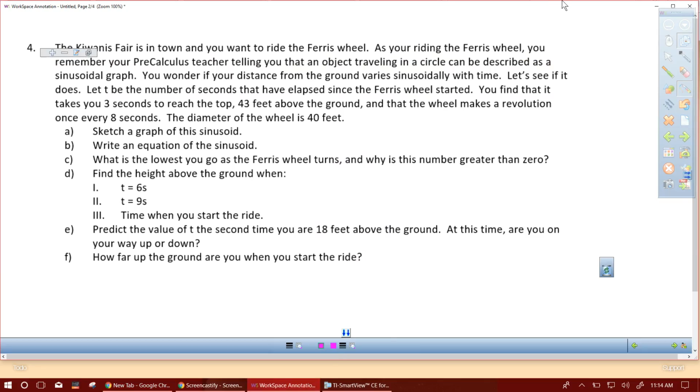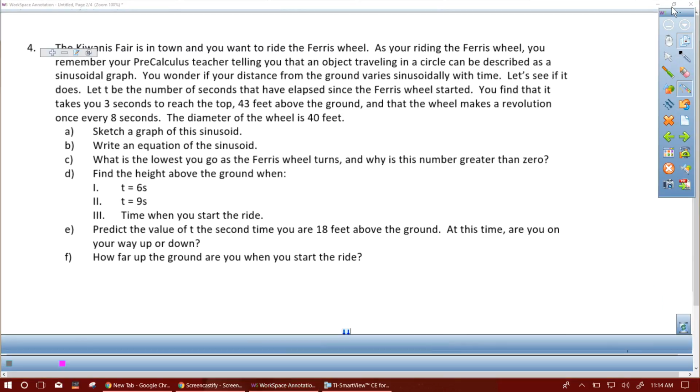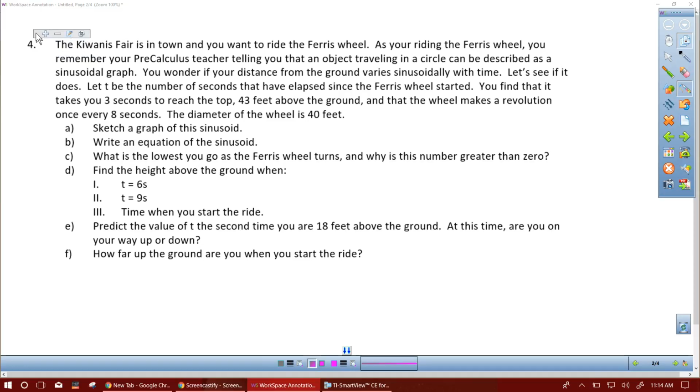Hey guys, I'm back here again with an example of a Ferris wheel problem. So we are going to work on number 4 here. This is on your worksheet and it is a Ferris wheel question. As you read the question, you can see there's a couple of things that I'm going to circle and highlight. So we're on a Ferris wheel, we're varying sinusoidally.